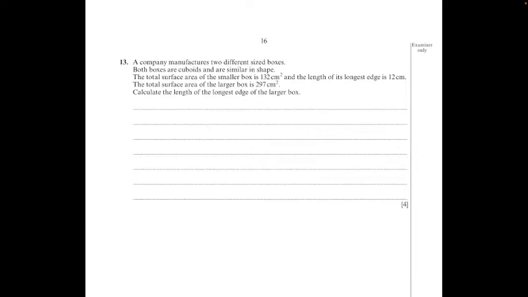Okay, and so take a moment, pause the question, have a go at it if you want to have a look at it. I'm about to talk you through how to answer this in an exam.